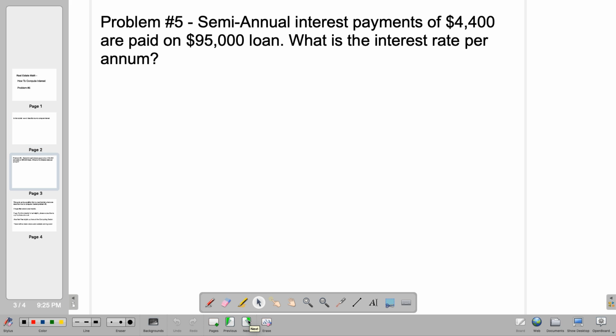Okay, for problem number 5, we have semi-annual interest payments of $4,400 paid on a $95,000 loan. What is the interest rate per annum?